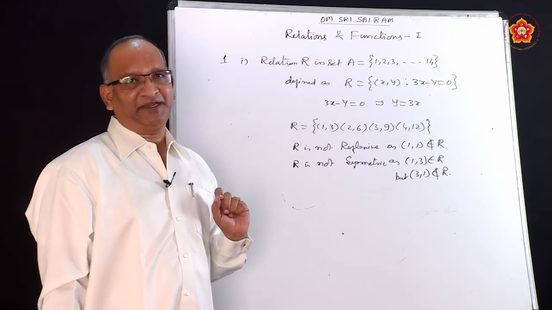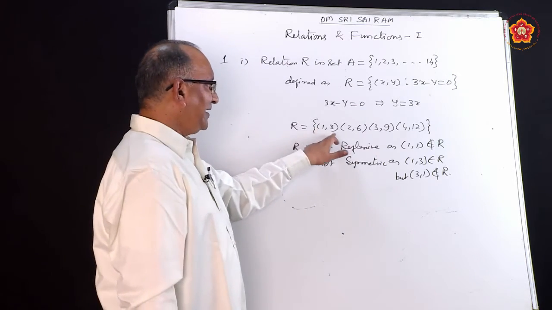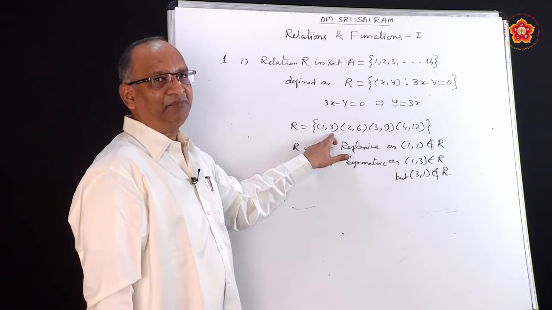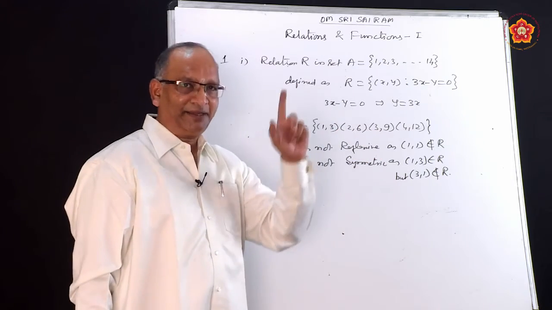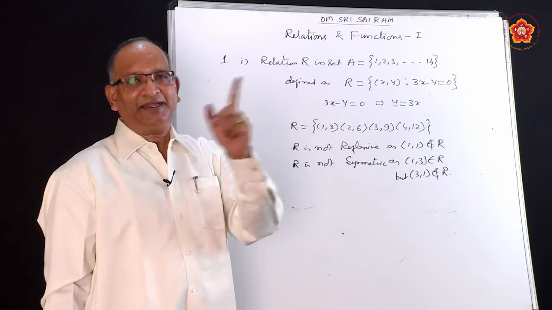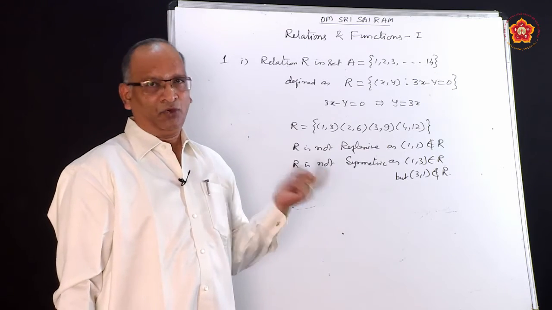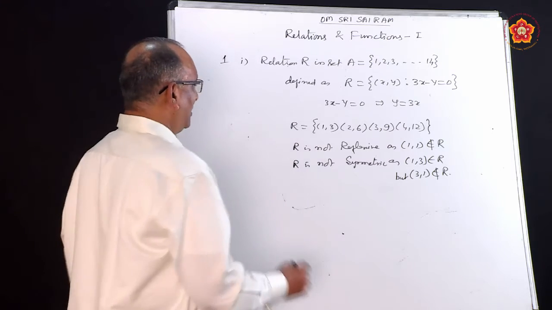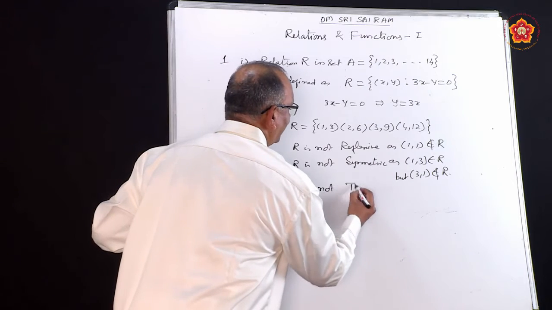What about transitivity? Once again, 1 is related to 3. Do you find a pair where 3 is related to something? Yes, we have got 3 related to 9. 1 is related to 3, 3 is related to 9. Do you find 1 is related to 9? No. So we say it is not transitive. So R is not transitive.